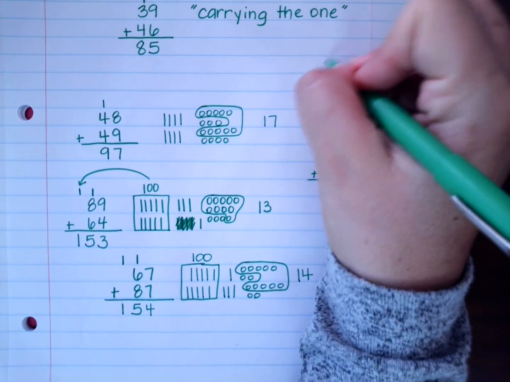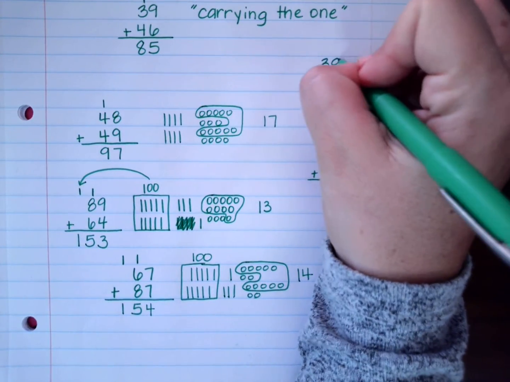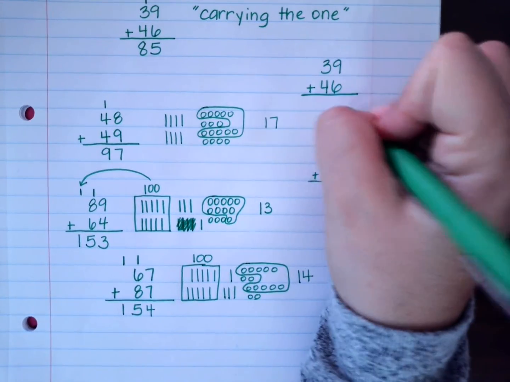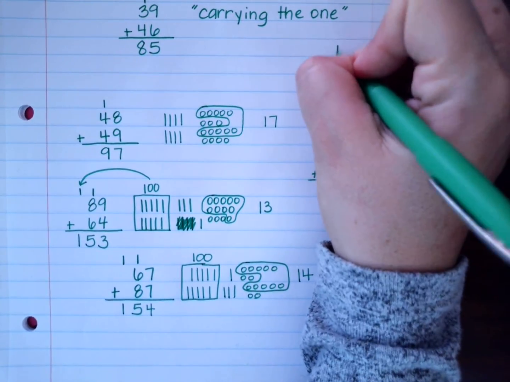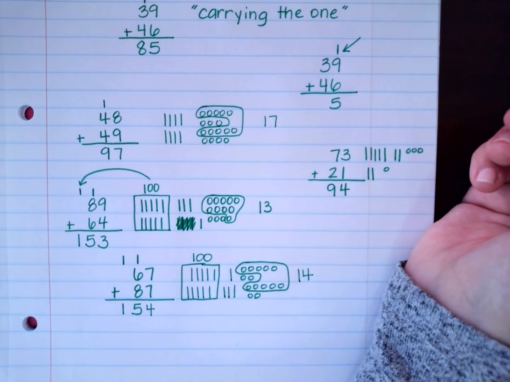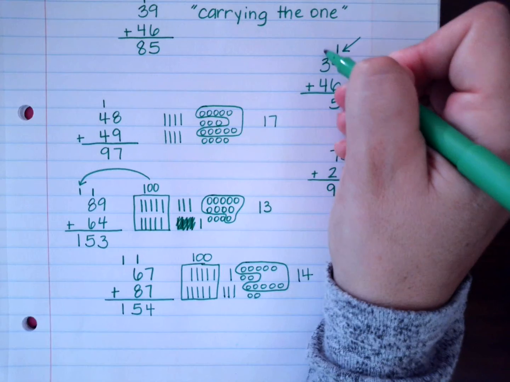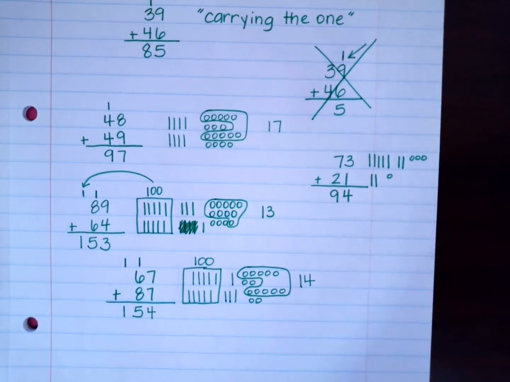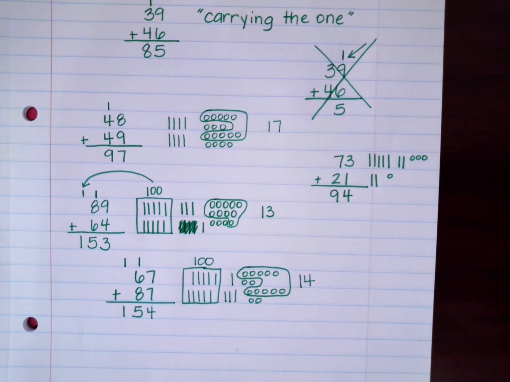If you had this problem and you said it was 15, but put your 1 right there, that is not correct. It needs to go above your 3 in your 10s town. Okay, it's very important that you stay super organized when you are solving these problems. Nice, neat, clear handwriting.